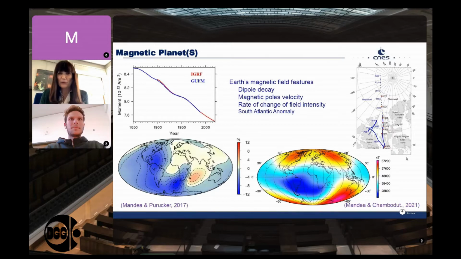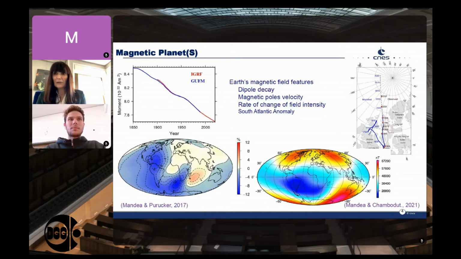As you just heard, my career was dedicated mainly to geomagnetism, and it's very important for us to know the role of the magnetic field. I'm very happy because Hermann Luhr, before me, already approached these very important features of the magnetic field: the dipole decay, magnetic force velocities, the rate of change of the field intensity, or the South Atlantic anomaly, which today becomes the South Atlantic American anomaly. All these are very important topics, and each could represent a full talk.